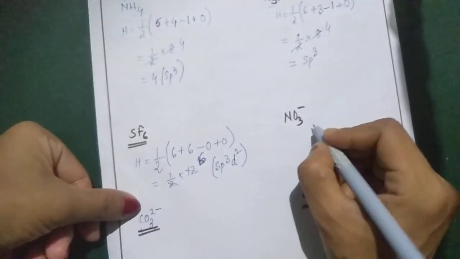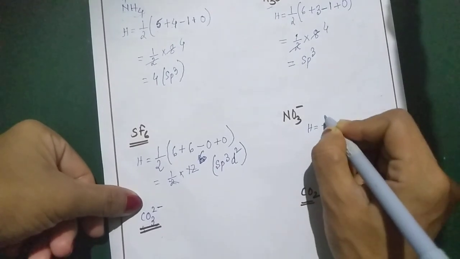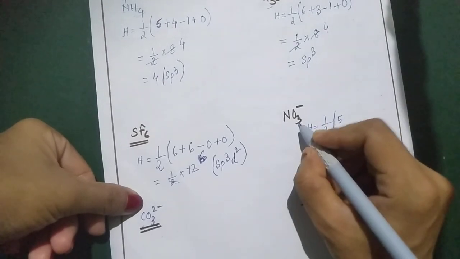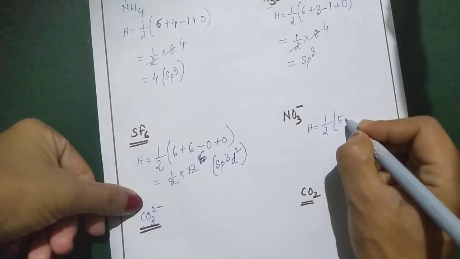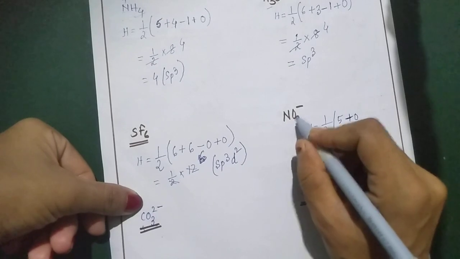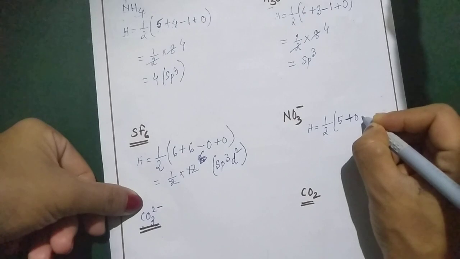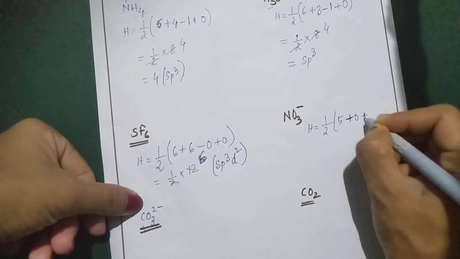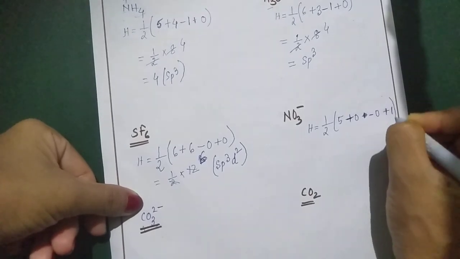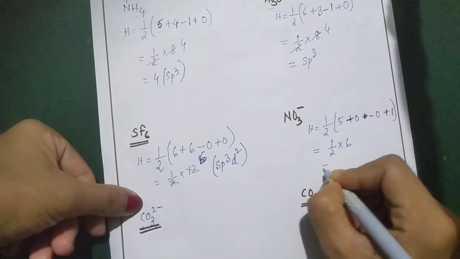Now let us take the example of NO3 minus. So H is equal to half. What is the valence electrons of nitrogen? It is 5. So oxygen is divalent. So there is no monovalent, so we will take it as 0. Is there any charge? Yes, but there is no positive charge, so it will be minus 0. Then the anion charge is there, so plus 1. So we got half into 6 equal to 3.